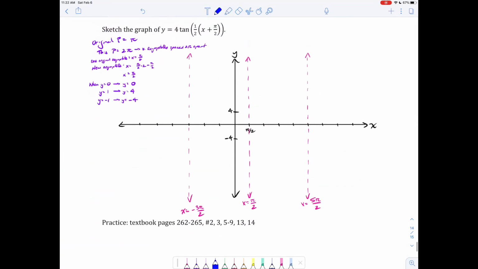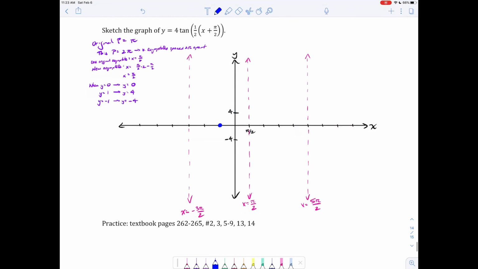Halfway between these two asymptotes is this x value here. And what will that transform into? It was y equals 0, now it's still y equals 0. So I can put a dot right there. Now this should be following this kind of pattern. That's how the tan function looks, ish.